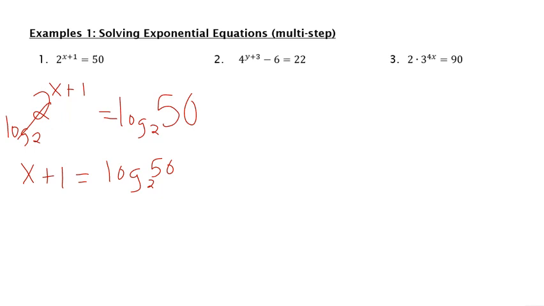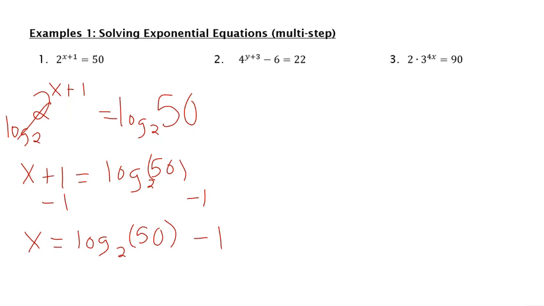Okay, so for this one, we're going to continue to solve for x. I'm going to subtract 1. And keep in mind, I'm evaluating 50 at base 2. So I'm going to make sure that the 1 I just subtracted, I'm not going to make it a 49 or anything like that. I'm going to evaluate that log first and then subtract 1.